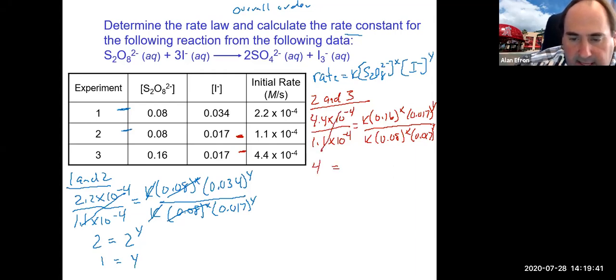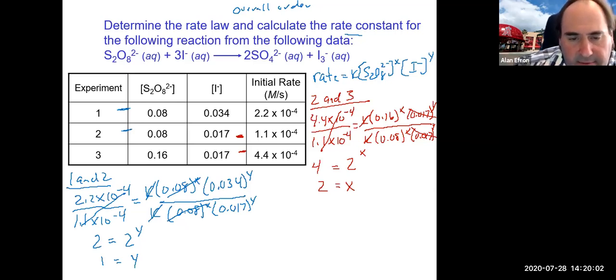Again, the K is going to cancel. This one we held constant, so it's going to cancel. And when we divide here, we get 2 to the X. In this case, you should hopefully also be able to figure that out. X is going to equal 2. So the order with respect to the S2O8 is second order.